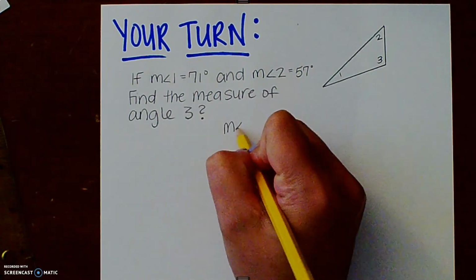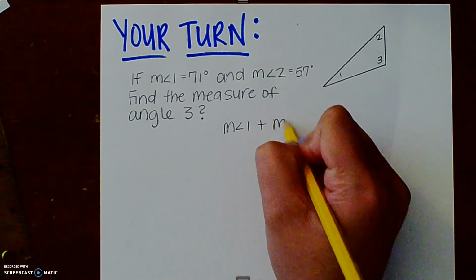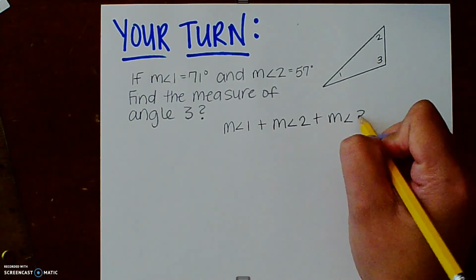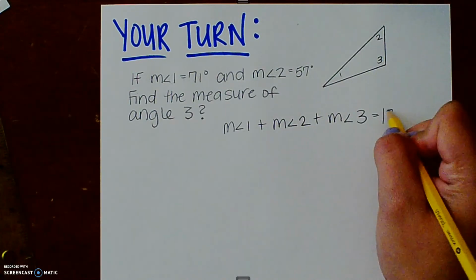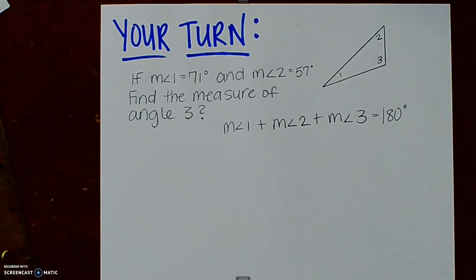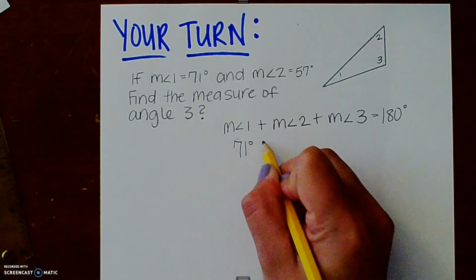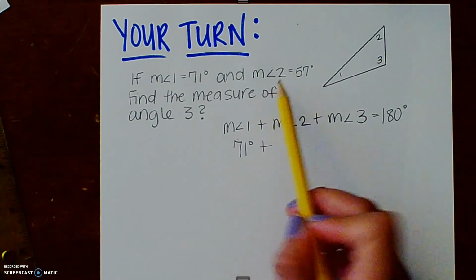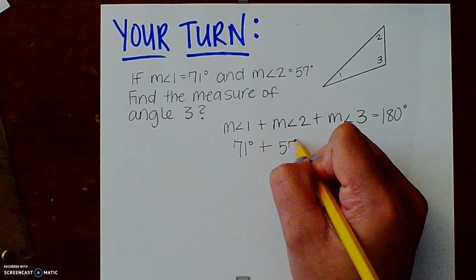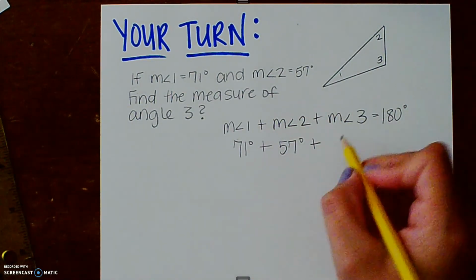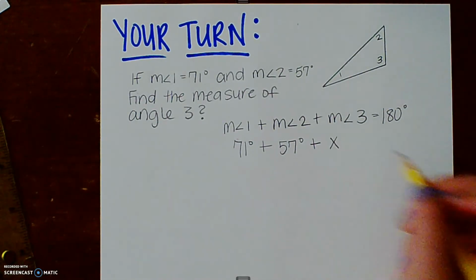The measure of angle 1 plus the measure of angle 2 plus the measure of angle 3 is equivalent to 180 degrees. Then we're going to take our information from the problem and plug it into the equation. We're given that the measure of angle 1 is 71 degrees and the measure of angle 2 is 57 degrees. And we're asked to find the measurement of angle 3. So that's our variable. That's what's missing.